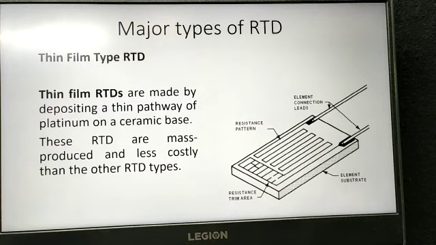Now we'll go to the first one, thin film type RTD. Let's understand it with the help of a figure. In this case we have a ceramic base, and a thin film of sensing element. That sensing element may be platinum, copper or nickel, which we will see later on. But in this case we have a thin film of sensing element over the ceramic base. That's why we call it a thin film type RTD.